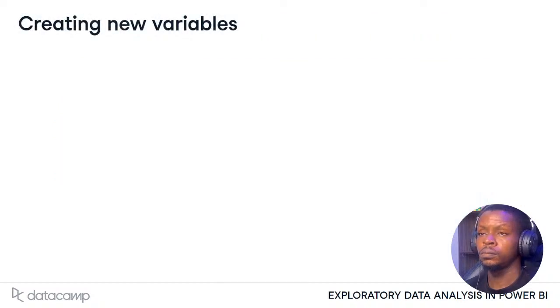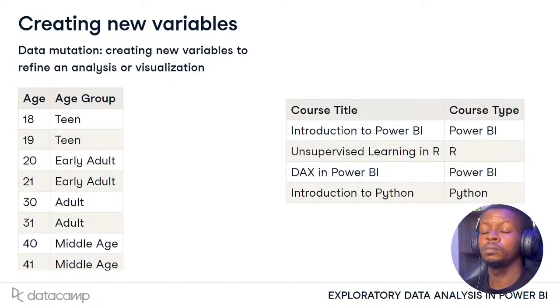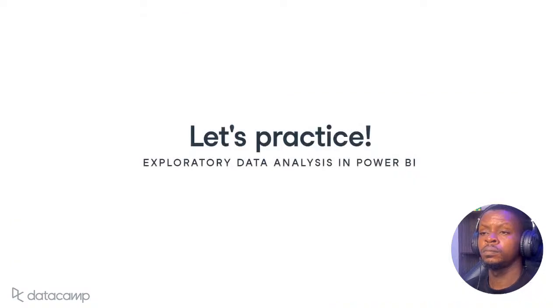An important part or result of EDA is creating new variables, both continuous and categorical. Doing so can help further refine an analysis or visualization. This process is often referred to as data transformation or mutation. For example, converting the age of a person into 4 age group categories, teen, early adult, adult and middle age, or mining a text string variable to create a new categorical variable, for example, DataCamp course type. Now it's your turn to explore categorical variables and build box plots to compare distributions.